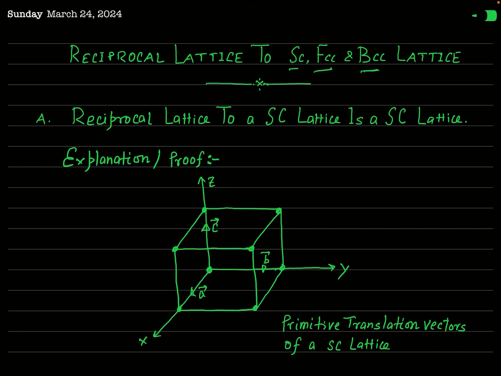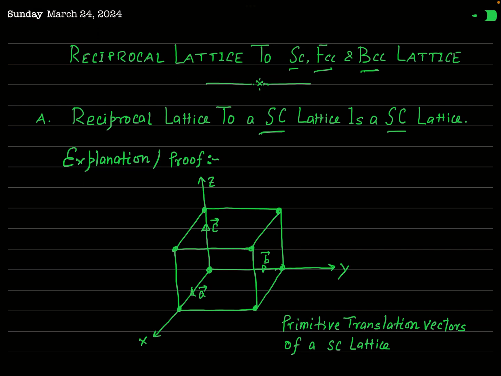I hope if you attend the complete video, then all these facts will be clear to you, and you will be able to explain how we can find the reciprocal lattice to a simple cubic lattice, FCC lattice and BCC lattice. Okay. So let us see first of all what will be the reciprocal lattice to a simple cubic lattice. As I have told you, the reciprocal lattice to a simple cubic lattice is also a simple cubic lattice. But how can you say this? Let us see the explanation.